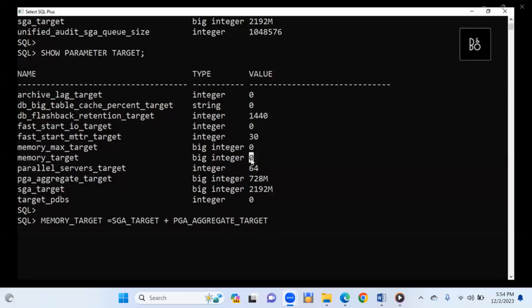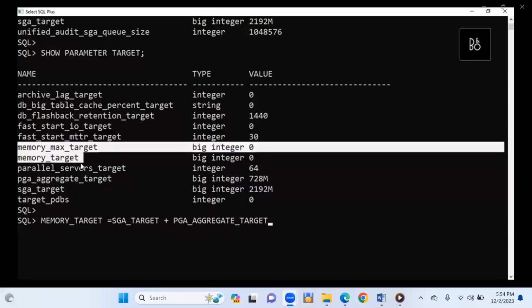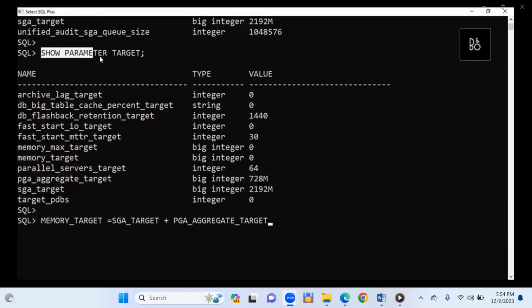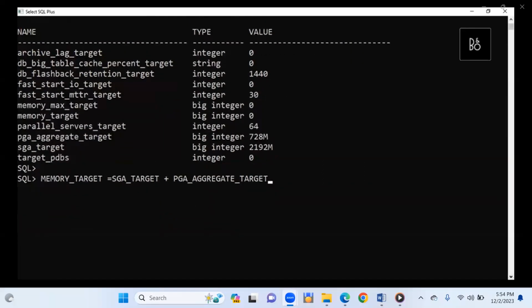We are going to have a look at the two types of memory management. For you to capture all these parameters at a go, you can just execute show parameter target. So that is the formula you want to know.